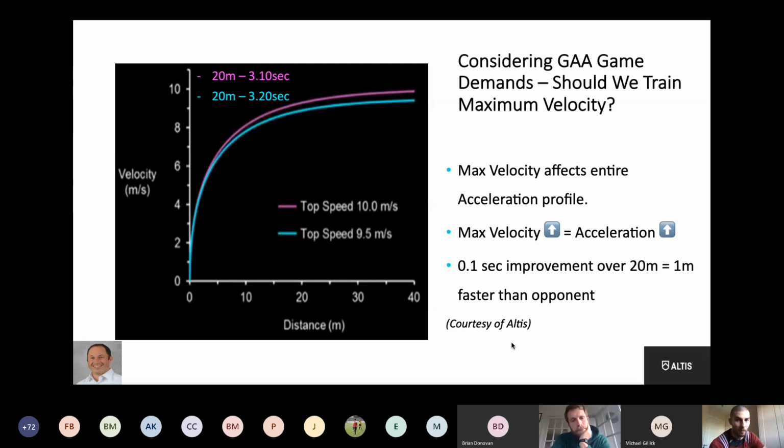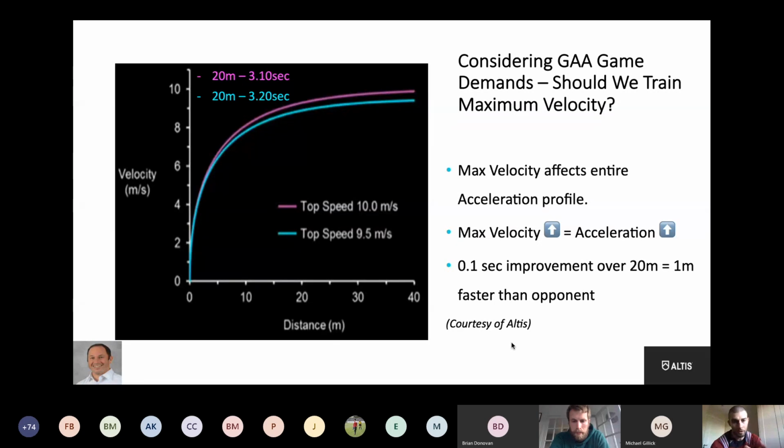Okay, so what we have here on the left-hand side is an acceleration profile up to 40 meters. The pink is an athlete who can run 10 meters per second top speed, and the blue is an athlete who can run 9.5 meters per second top speed. What we're finding is that by increasing max velocity, you're going to increase the acceleration profile across the entire run. So you're going to be quicker in the start, in the mid phase, and in the top end speed phase. So by increasing and implementing max velocity, even though we mightn't get that in a match, we're improving the entire acceleration profile for the athlete.